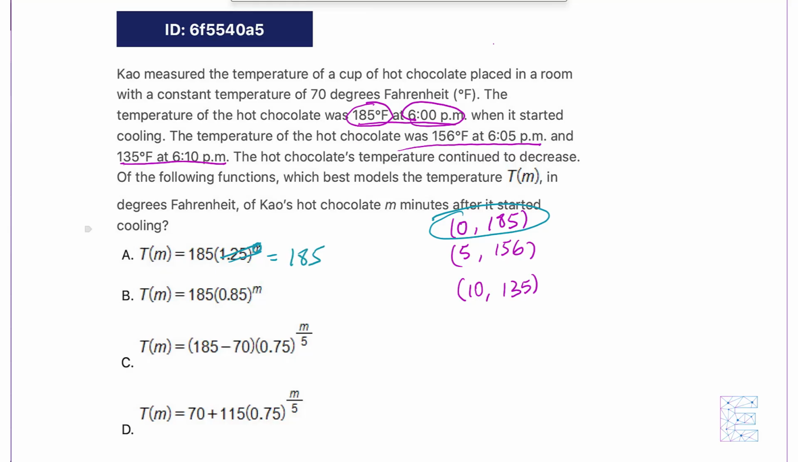Because when we plug in a 0 in our point, y was 185, we can't get rid of that. The second one also seems to be working because when you plug in a 0, we get 185. The third one, however, if you plug in a 0, this becomes a 1, but then 185 take away 70 is 115. So when we plug in a 0, we were expecting 185. We didn't get that, so that's out. And D, on the other hand, when you plug in a 0, this becomes a 1, and this one still gives us 185. So we were only able to eliminate one of them.